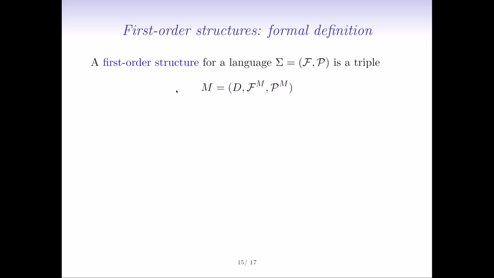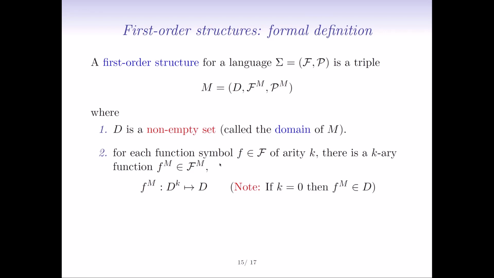Okay, and so now with the concepts of Cartesian product and relations in hand, we can give the formal definition of a first-order structure of a first-order language. So, given a first-order language, sigma, which is a set of function symbols f and predicate symbols P, a first-order structure for that language is a triple of things D, F_M, and P_M, where first of all, D is a non-empty set, which is called the domain of that structure.